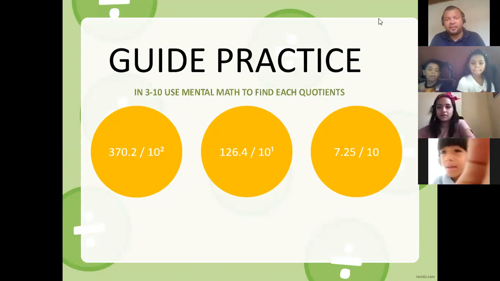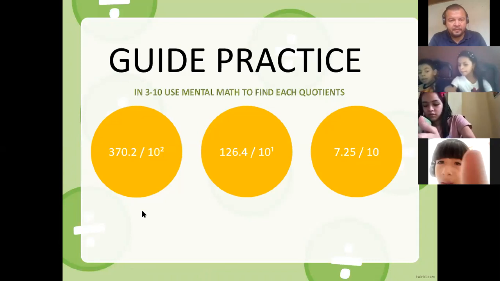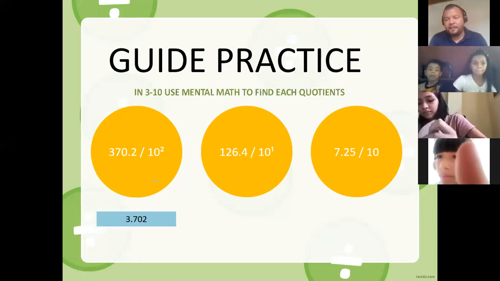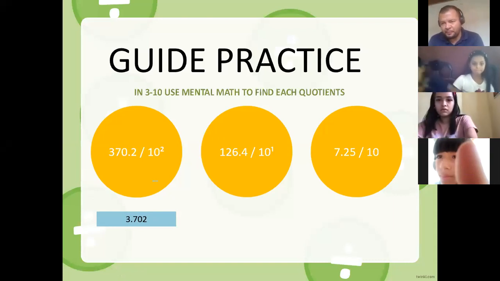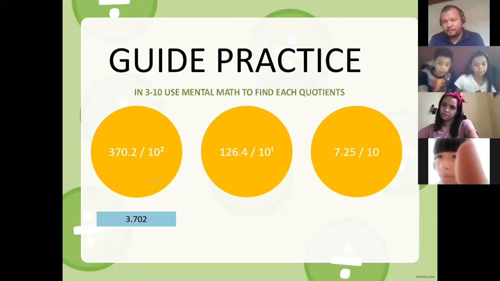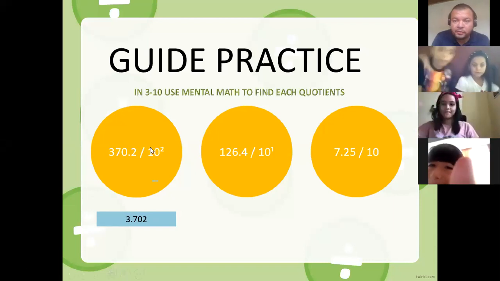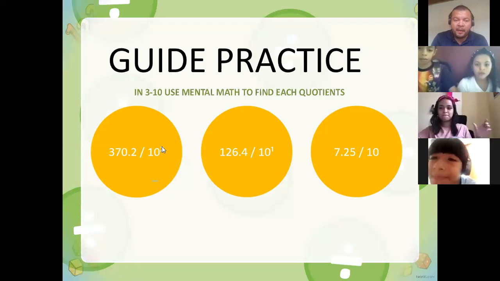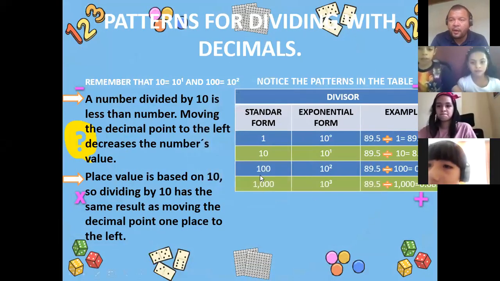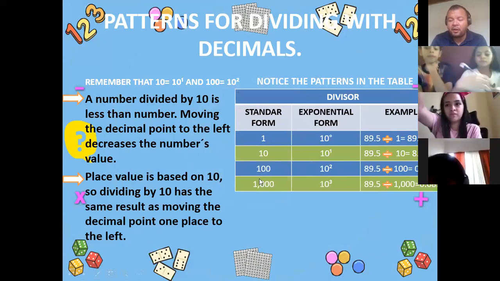Someone said 37.2. Let's see. No. The answer is 3.702. Let's see the second one. Remember, when you have 10 exponent 2, it's equal to 100, so you will divide it by 100.